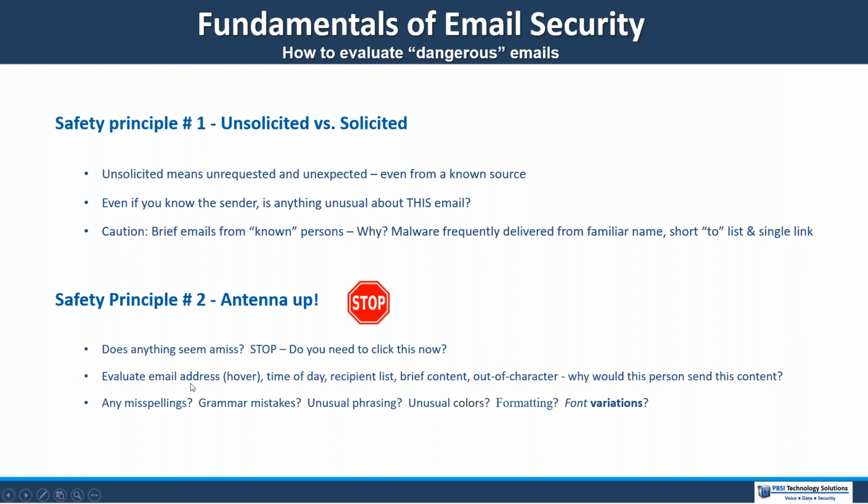Some of the basics: hover over the email address, notice the time of day it was sent, the recipient list, whether there's something brief or out of character. Why would this person send this email to me? Look at the spelling, grammar mistakes, unusual phrasing, colors, formatting, font variations. It's true that the majority of spam emails we get are from within the United States. However, a significant percentage come from outside of the US, and non-native English speakers will tend to make mistakes that we can catch if we're paying attention.